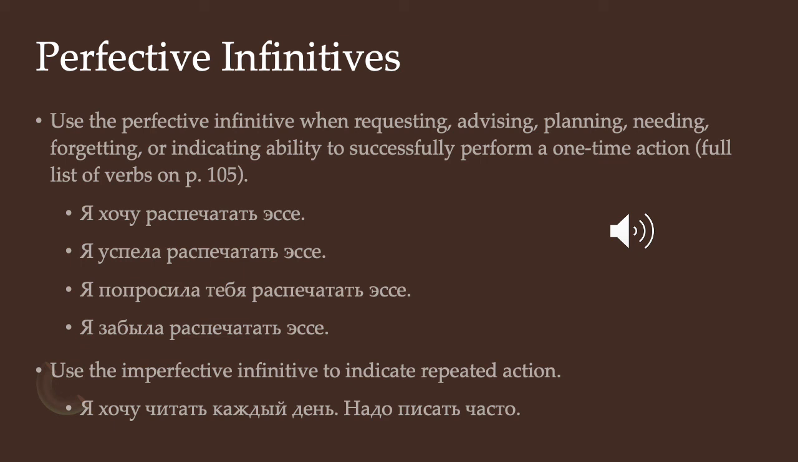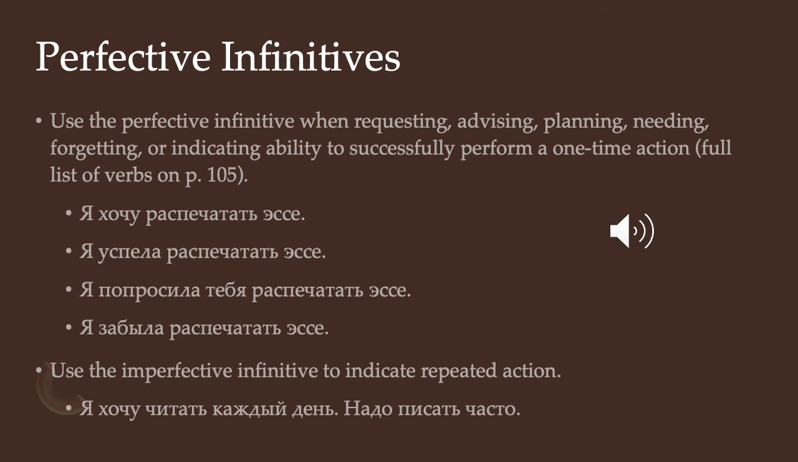Perfective. Or, я забыла распечатать эссе. I forgot to print off the essay. And this has this suggestion of trying and failing. I didn't manage to do it. I needed to print it off. I didn't just need to print it. I needed to print it out completely, and I failed.